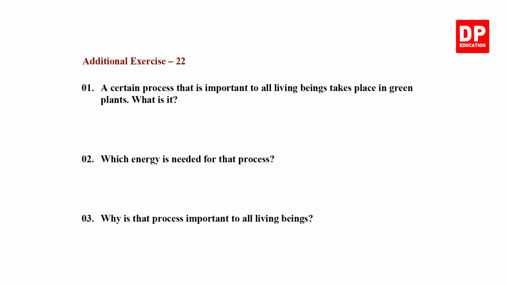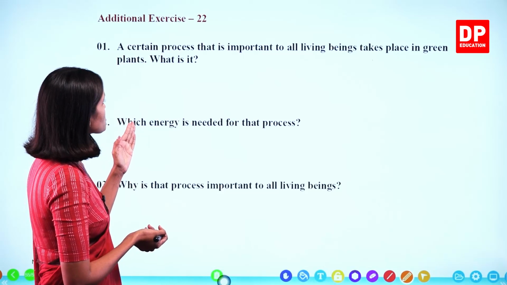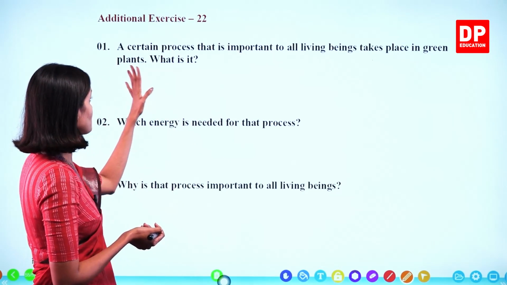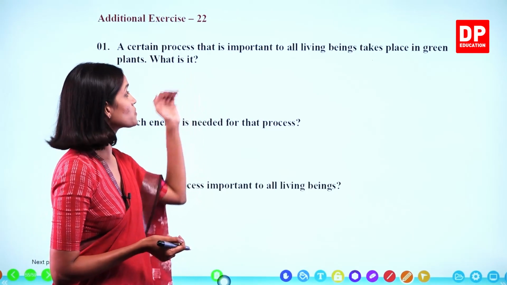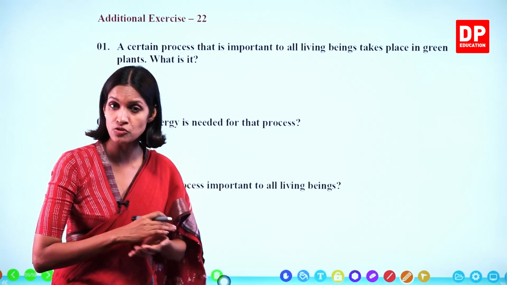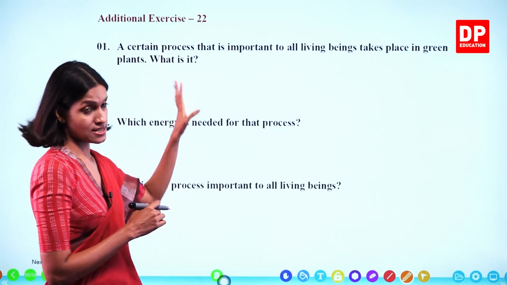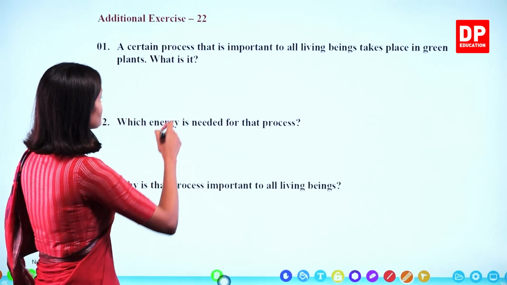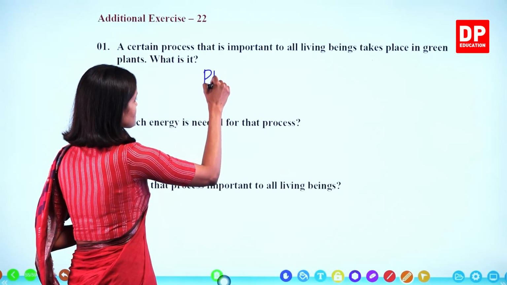Exercise number 22. A certain process that is important to all living beings takes place in green plants. What is it? What is this process? The most important process out of all the processes we discussed in this lesson, that is photosynthesis, right? Photosynthesis.